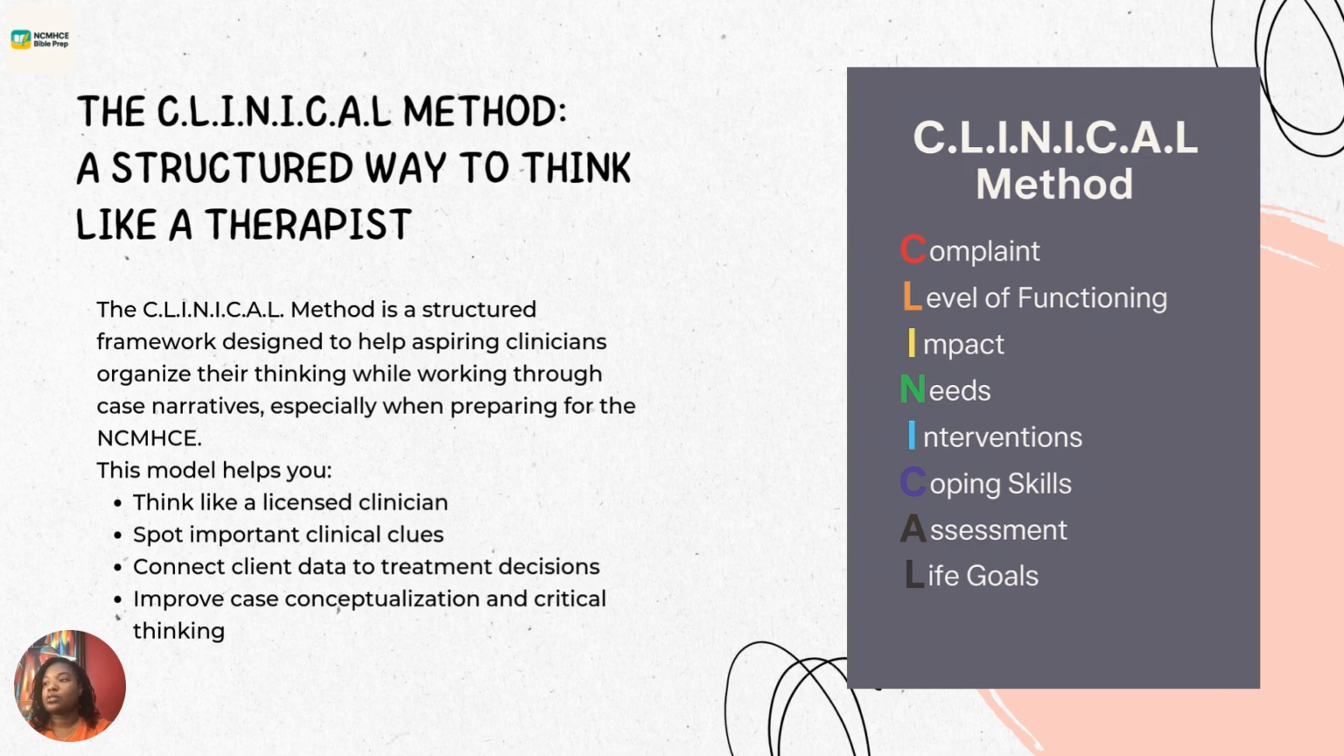C is coping skills. It assesses both healthy and unhealthy strategies the client uses to handle stress. A is assessment, summarizing the diagnostic impression based on what you've read in the narrative, usually within the mental status exam, and also the risk factors or anything that informs the whole clinical picture of your client. L is life goal. This is where your core counseling skills, your core attributes come into play. That highlights the client's values, their hopes, and their long term goals that should guide your treatment planning for the client.